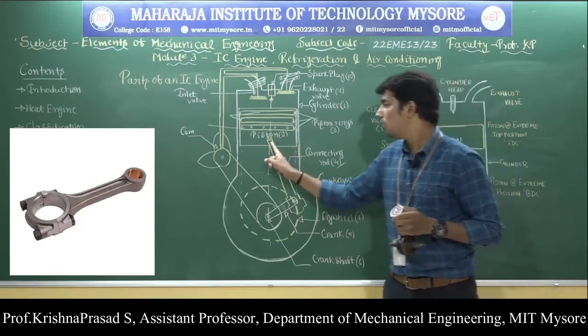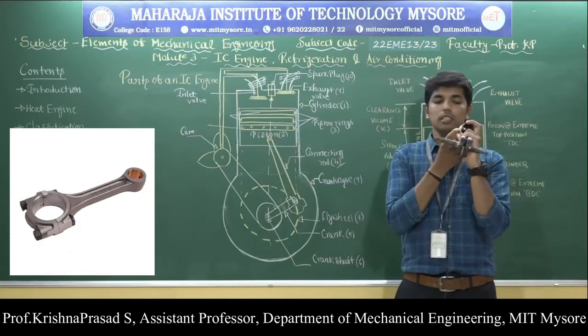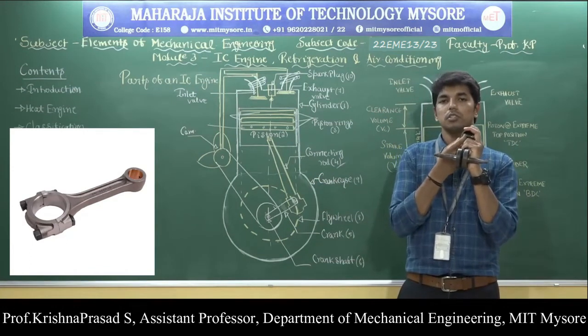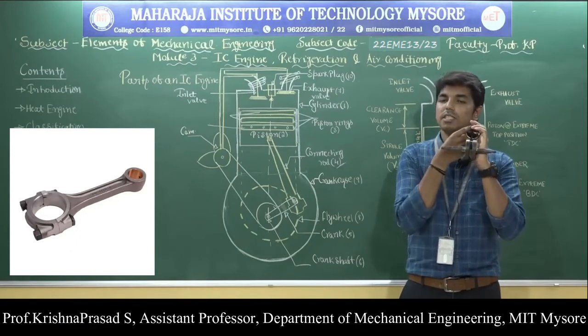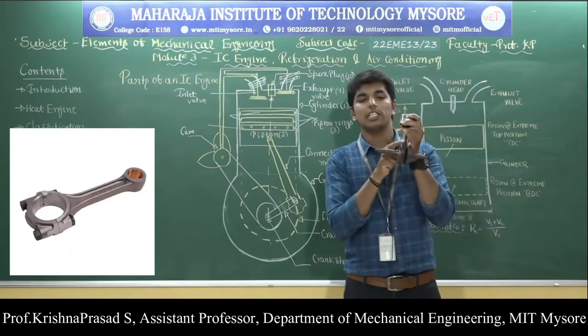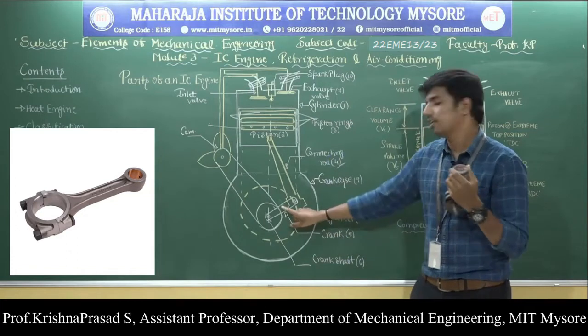The smaller end is connected to the piston with the help of the piston pin. Observe here, in the piston there are piston bosses available. These piston bosses hold the smaller end of the connecting rod with the help of the piston pin. The larger end of the connecting rod is connected to the crankshaft with the help of the crank.